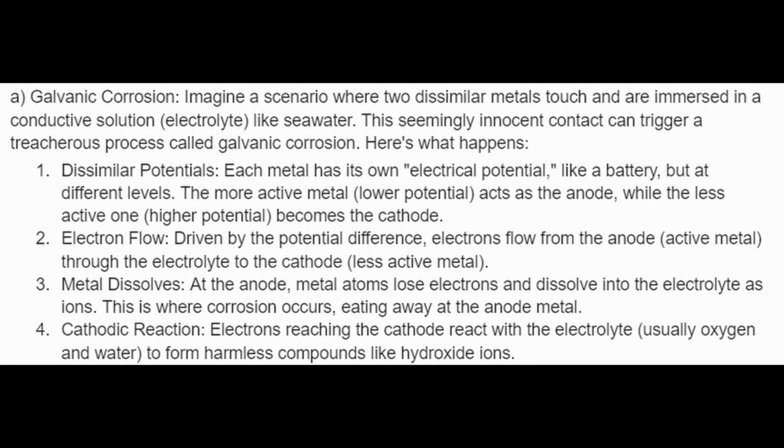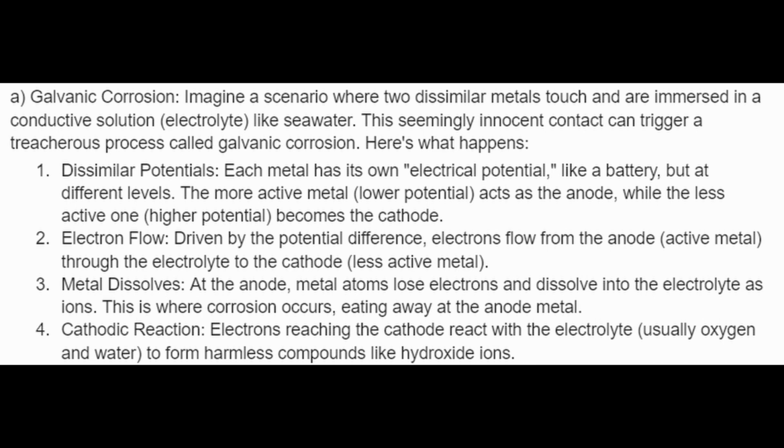1. Dissimilar potentials. Each metal has its own electrical potential, like a battery, but at different levels. The more active metal, with lower potential, acts as the anode, while the less active one, with higher potential, becomes the cathode. 2. Electron flow. Driven by the potential difference, electrons flow from the anode, active metal, through the electrolyte to the cathode, less active metal.